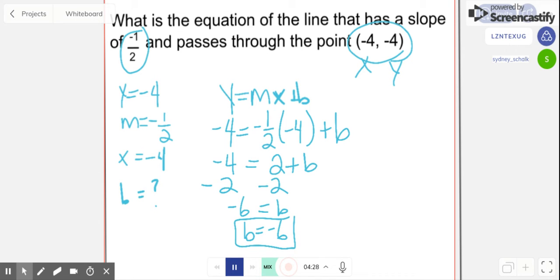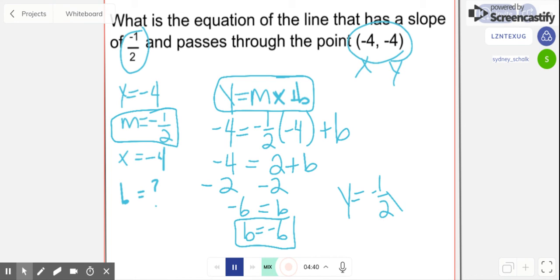So that's what our y-intercept is. So last step, take our y-intercept and our slope and plug it back into our slope-intercept form. So we get y equals -1/2 times x minus 6, since that's 6 and negative. And there is the answer to our question.